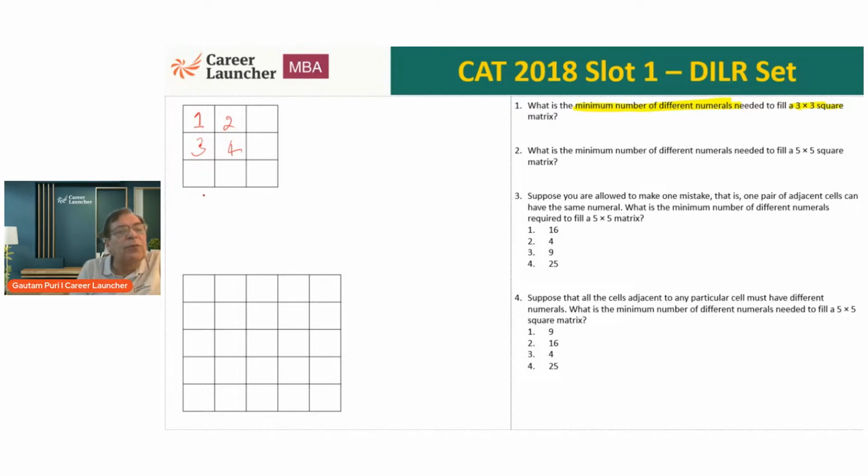Can I put 1, 2, 3, 4 here? 1, 2, or 3 or 4 here? Can I put a 1 here? Yes, I can. Why? Because this particular cell and these are different. These two are different. These two cannot be 1 again. So I'll put a 2 out here.